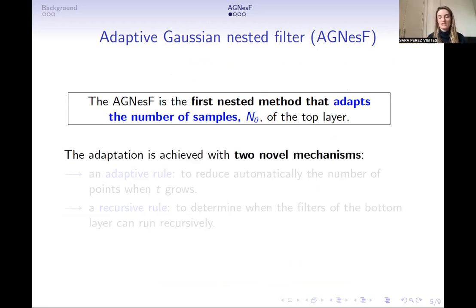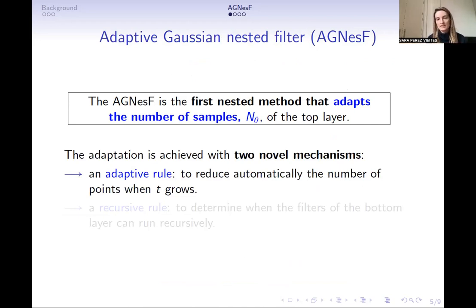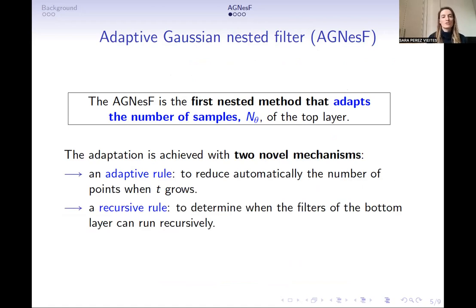The adaptation is achieved using two novel mechanisms. The first one is an adaptive rule that reduces automatically the number of points when t grows or when the parameters are close to convergence. And the second one is a recursive rule that determines when the filters of the bottom layer can run recursively, so we do not need to reprocess the whole sequence of observations.